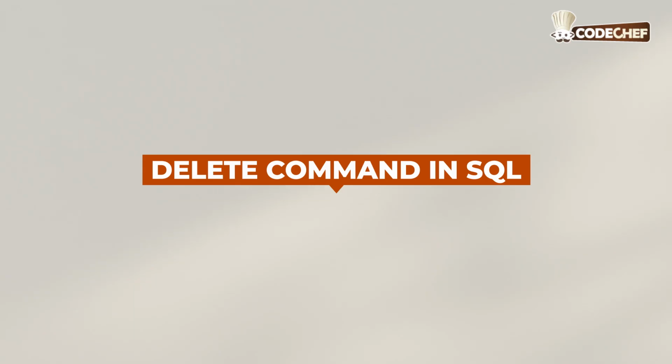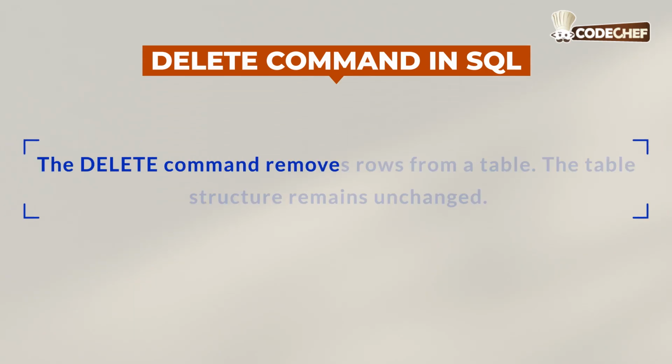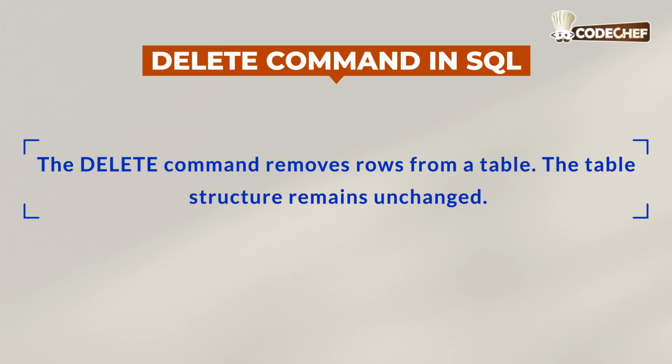Delete command in SQL. The delete command removes rows from a table. The table structure remains unchanged. So whenever we want to delete any entry, any data from the table, we use the delete command. We cannot use it to change the table structure. That means it does not work on columns.